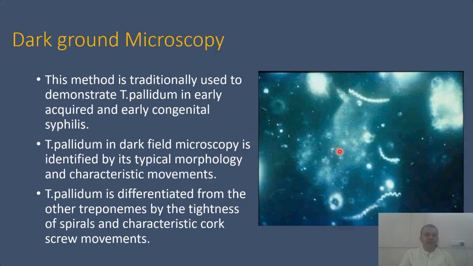Then on such a smear, we do dark field microscopy, where we can see the typical morphology and the characteristic movements, because some other local treponemes which do not cause syphilis will be there. Other treponemes also look like a spiral shape. So how will you differentiate? The typical morphology which we have already discussed for Treponema pallidum: they are tightly coiled, and the ends are hooked.